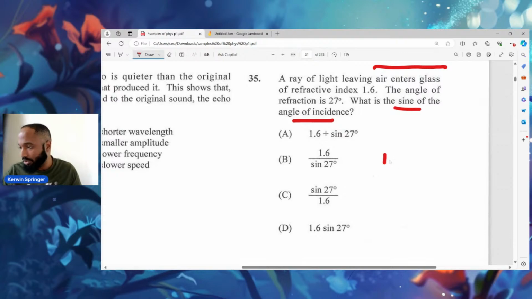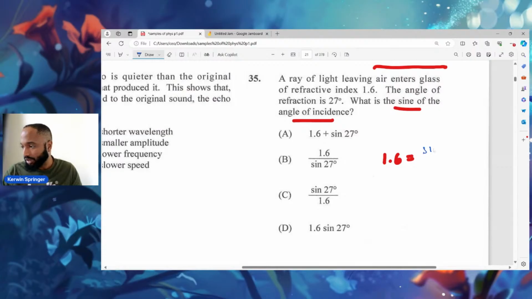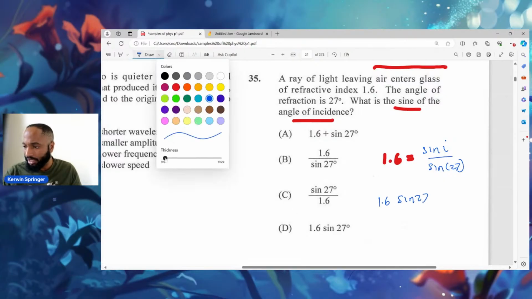So it's normal. The refractive index is sin i over sin r. r is 27, and they want sin i. So it's 1.6 by sin 27. It's D again. D again.